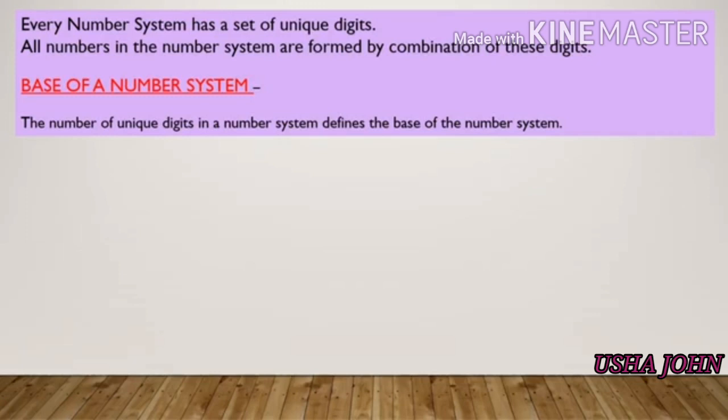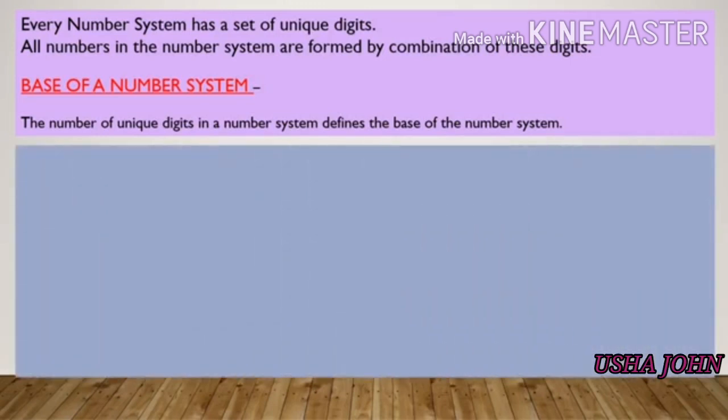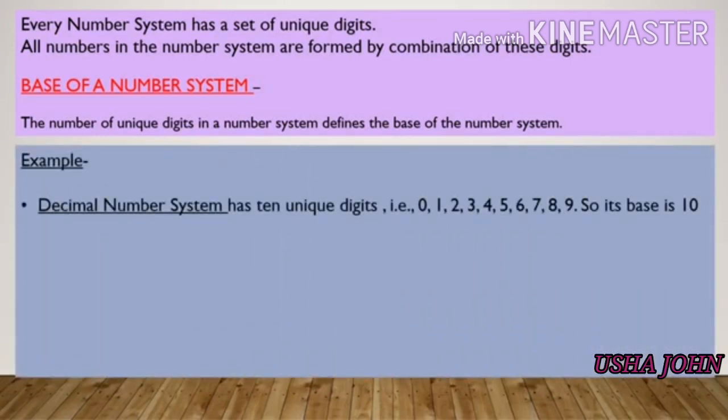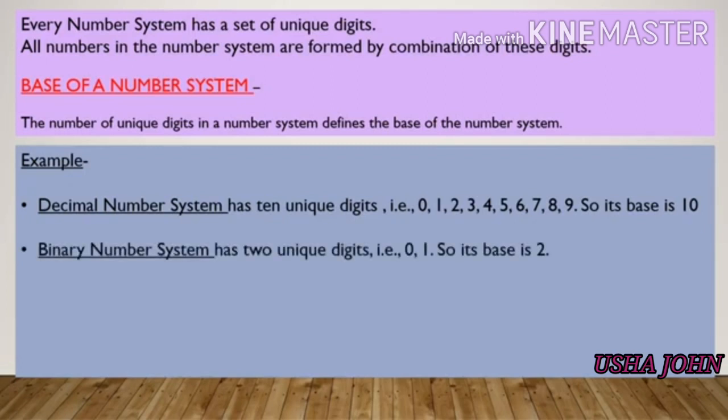Base of a number system: the number of unique digits in a number system defines the base of the number system. Example, decimal number system has 10 unique digits: 0, 1, 2, 3, 4, 5, 6, 7, 8, 9. So its base is 10.